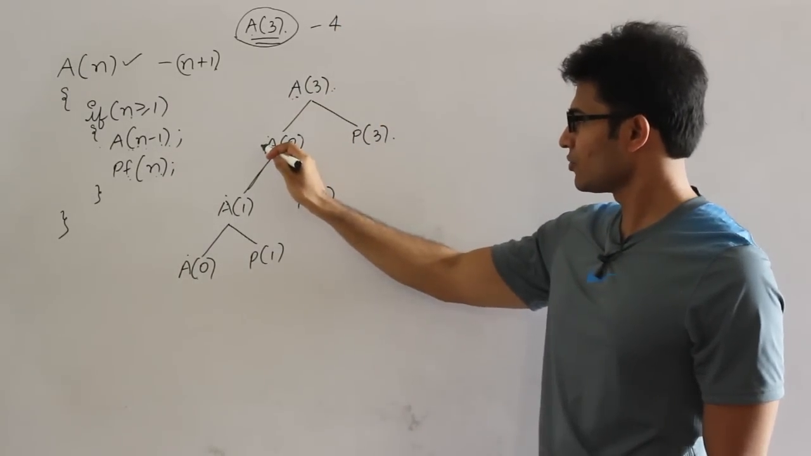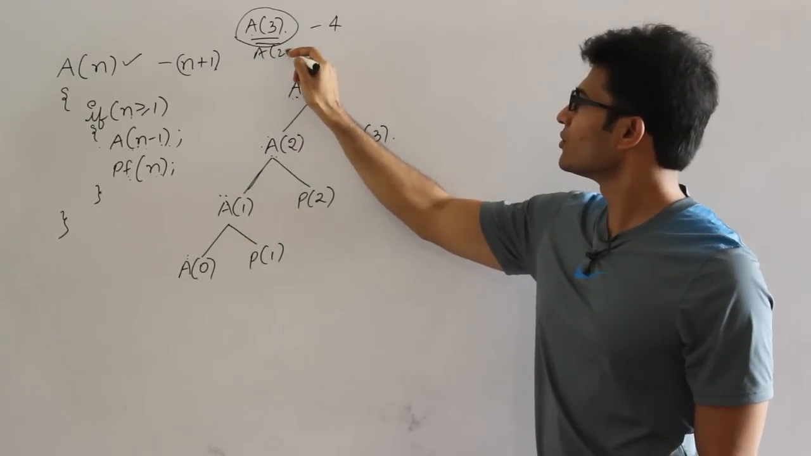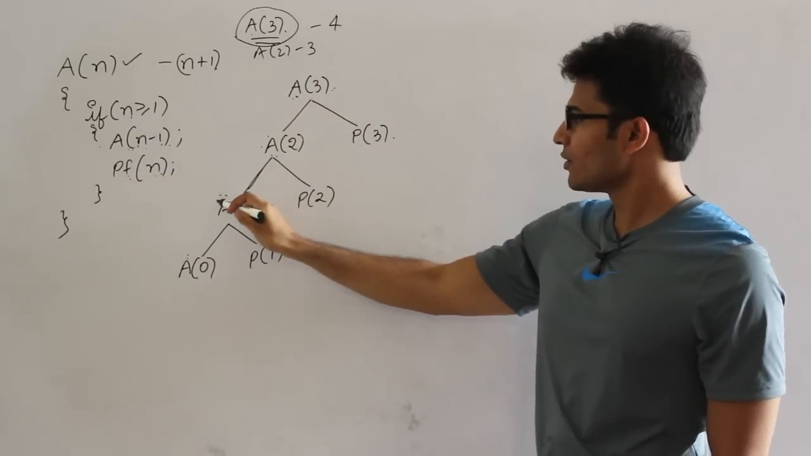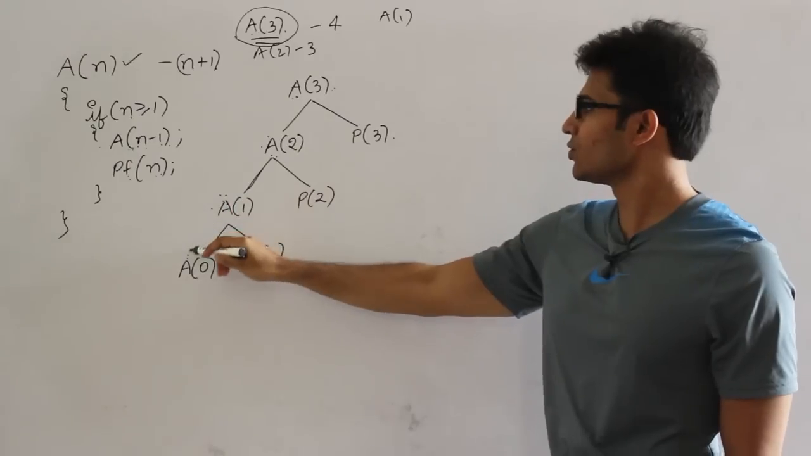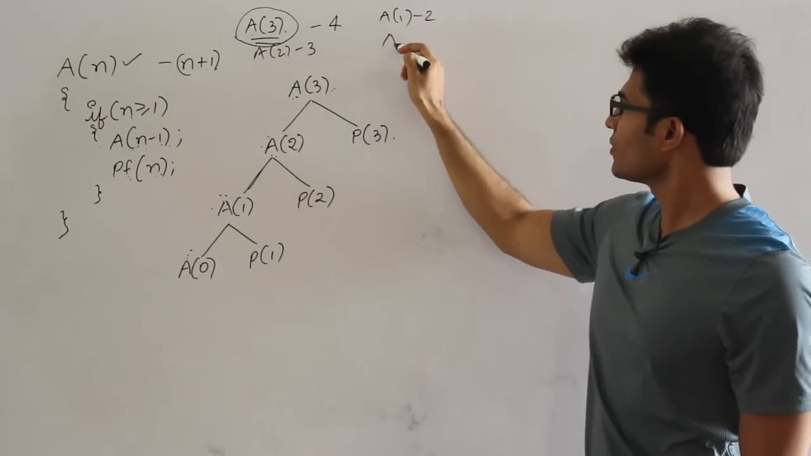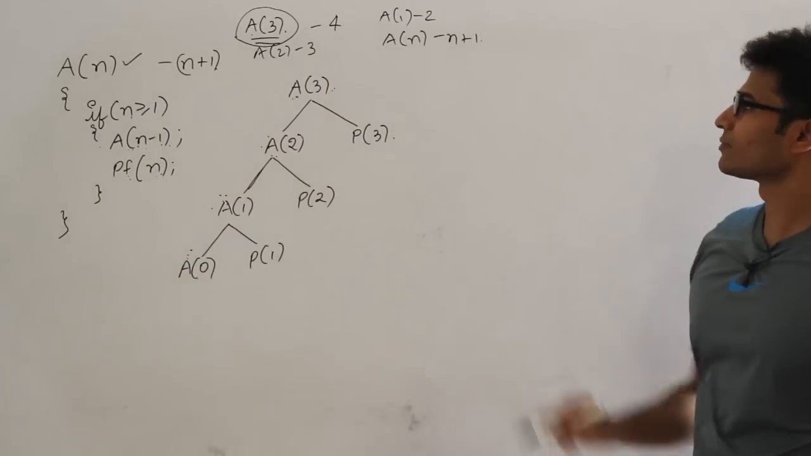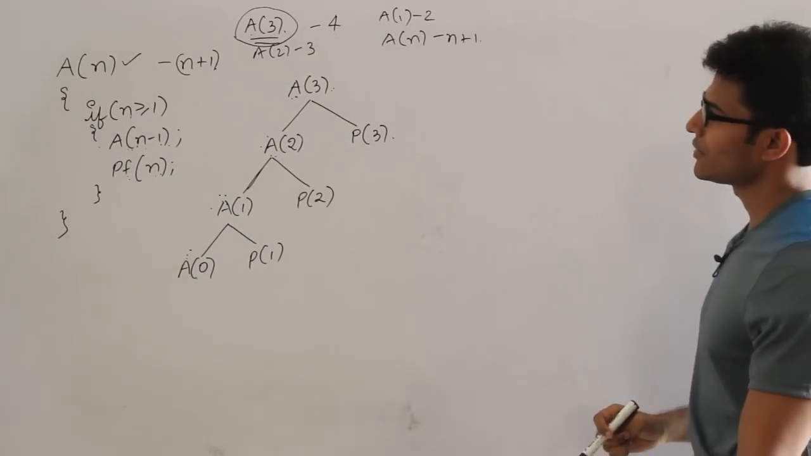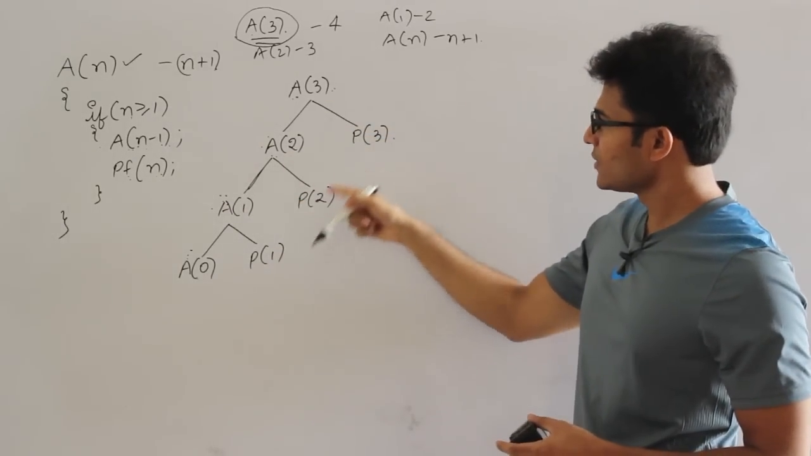In order to compute A of 2, I needed 3 calls: 1, 2, 3. Which means if I have to compute A of 2, then I needed 3 calls. In order to compute A of 1, how many recursive calls did I need? 1, 2, right? Therefore, in order to compute A of n, how many recursive calls are required? n plus 1, right? And let's see how this recursion works, what is the order in which these functions are called, and what is the output printed.